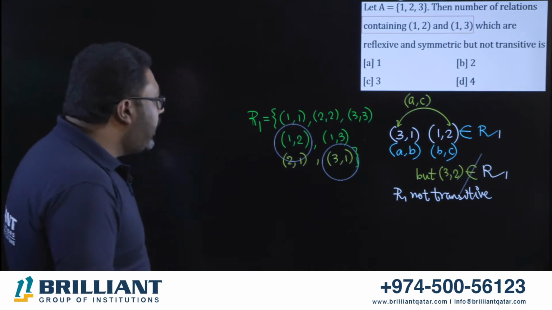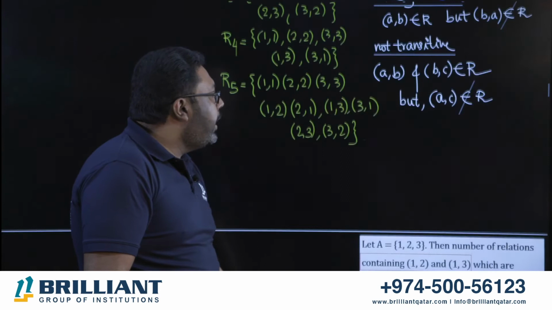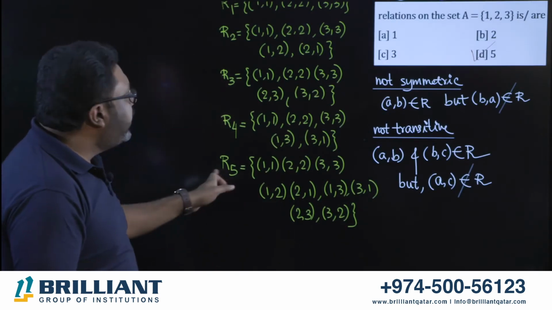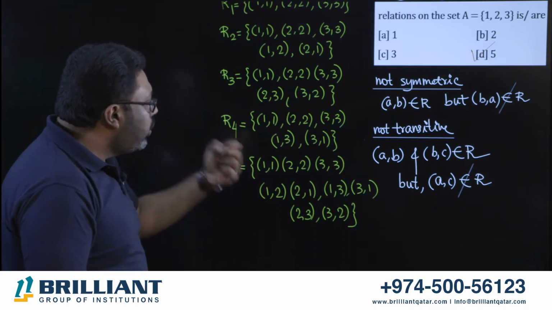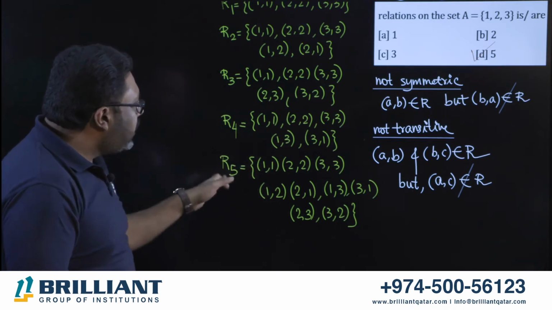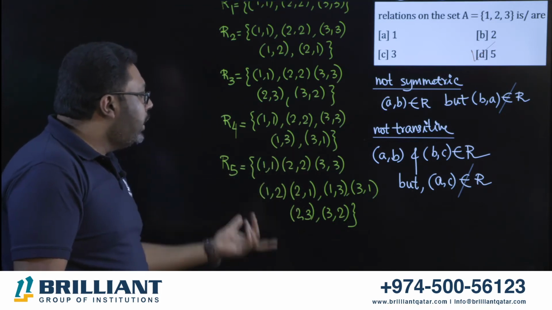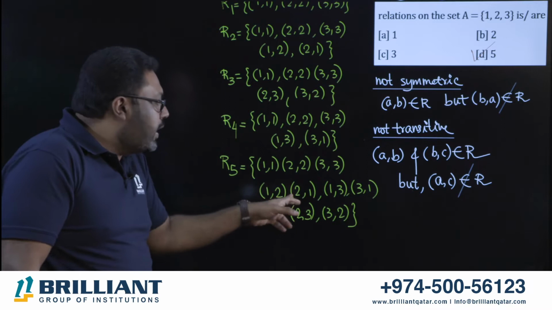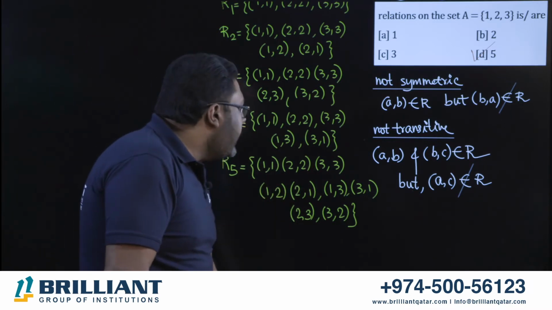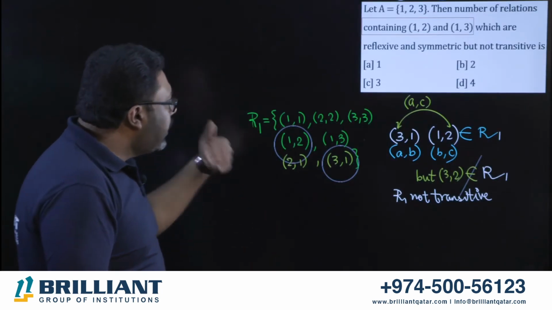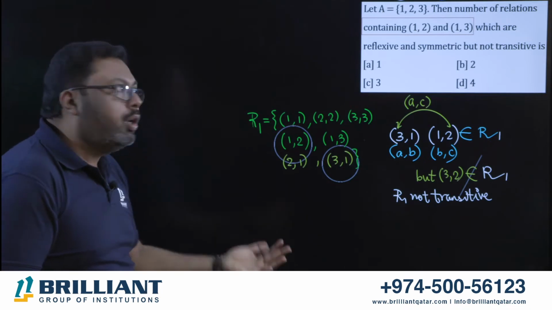Now you have seen in the previous question that the relation which can be made without these elements is going to be R5. If any other new relation can be made with these 1, 1, 2, 2, 3, 3, 1, 2, 2, 1, 1, 3, 3, 1, that is R5, which has to contain 2, 3 and 3, 2, which makes it transitive. So I cannot find any other relation which is going to be reflexive and symmetric but not transitive.